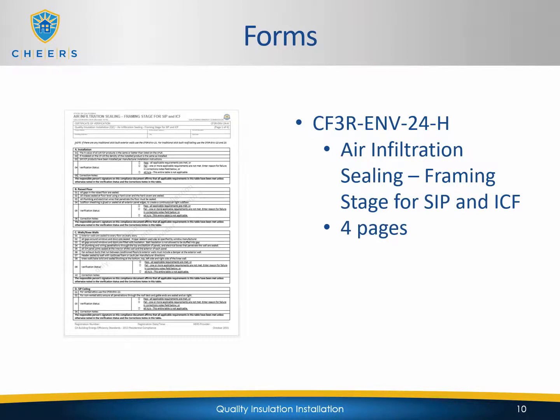And the last form that we have is the CF3R ENV24, which is again for air infiltration sealing, but this one is specific to the framing stage for SIP and ICF type construction.